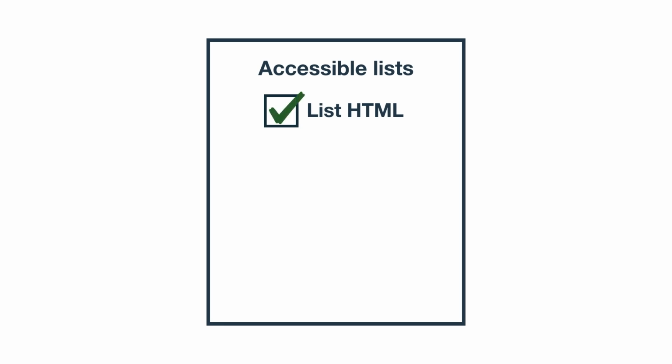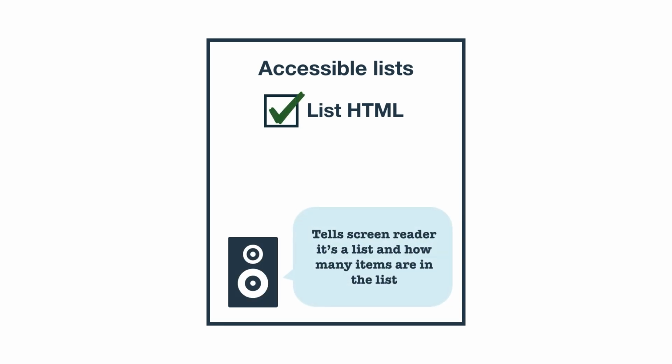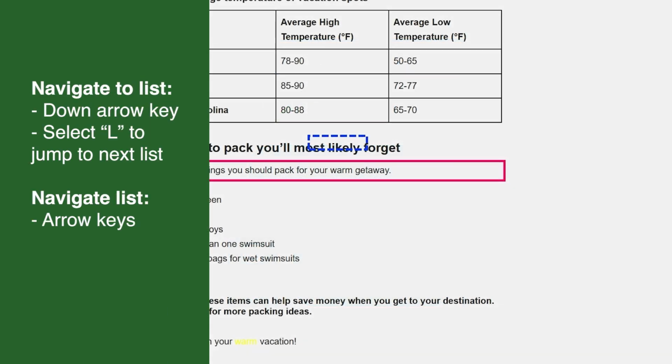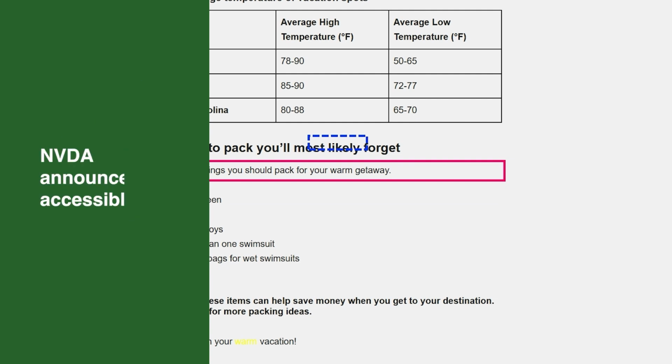Accessible lists have HTML that screen readers use to know it's a list and announce how many items are in it. Then the screen reader can use list keyboard shortcuts and has information before entering the list. I'll navigate to the list using the down arrow key, or I can select L to jump to the next list. Then I'll navigate through the list using the arrow key. Let's hear NVDA announce an accessible list.